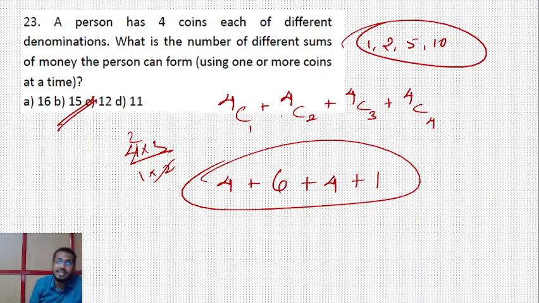Write this in combinations because we are selecting here, picking the coins. Randomly, if I pick some coins, 1 coin or 2 coins, out of 4 I can pick 1 coin or 2 coins. This is not arrangement. This is selection. So the answer is 15.